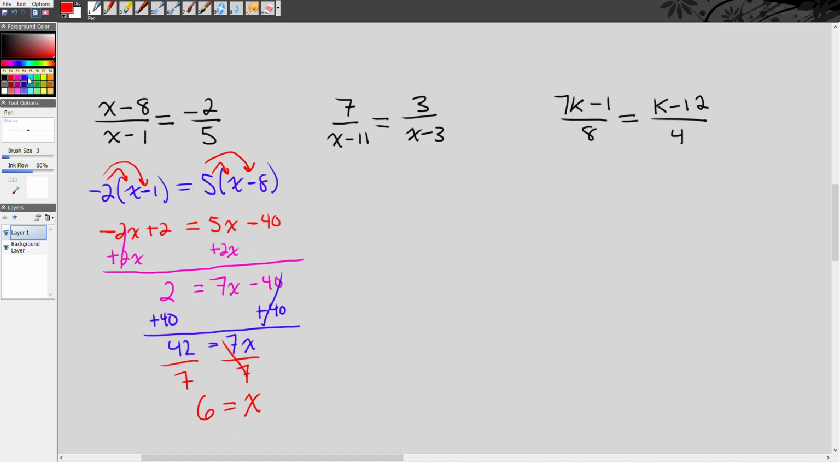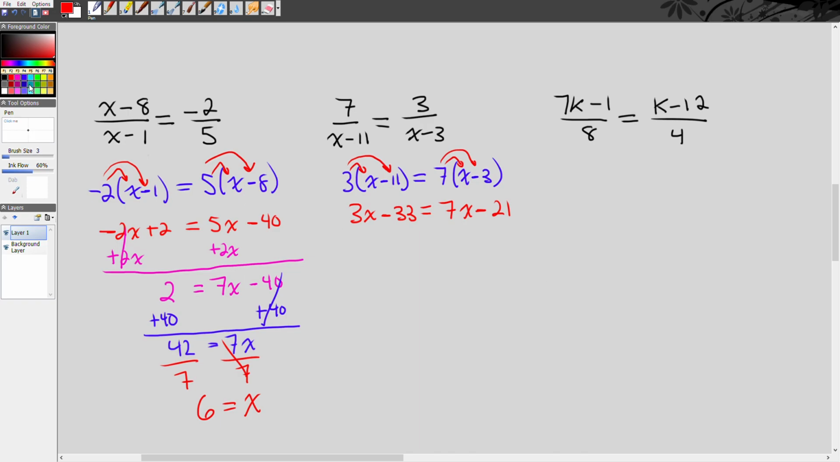All right, next example. It looks a little different, but it's the same process. On one side, I'm going to have 3 times x minus 11 equals, and on the other side, 7 times x minus 3. So let's distribute. 3 times x is 3x, and 3 times negative 11 is negative 33. On this side, 7 times x is 7x, and 7 times negative 3 is negative 21.